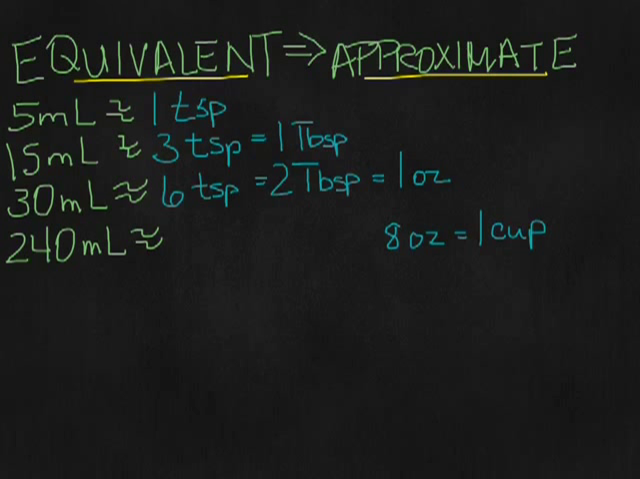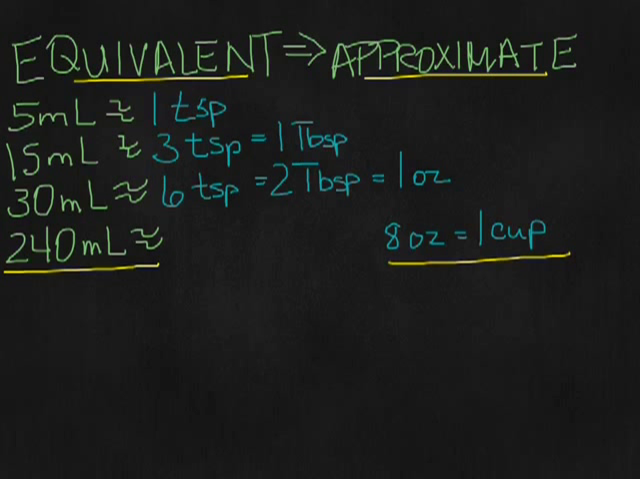So you know here, 5 mils is the equivalent of 1 teaspoon. 15 mils, the equivalent of 3 teaspoons or a tablespoon. 30 mils, 2 tablespoons or an ounce. When you get up to 8 ounces, it's the same as a cup, which is the equivalent of 240 milliliters. And this is where things change.